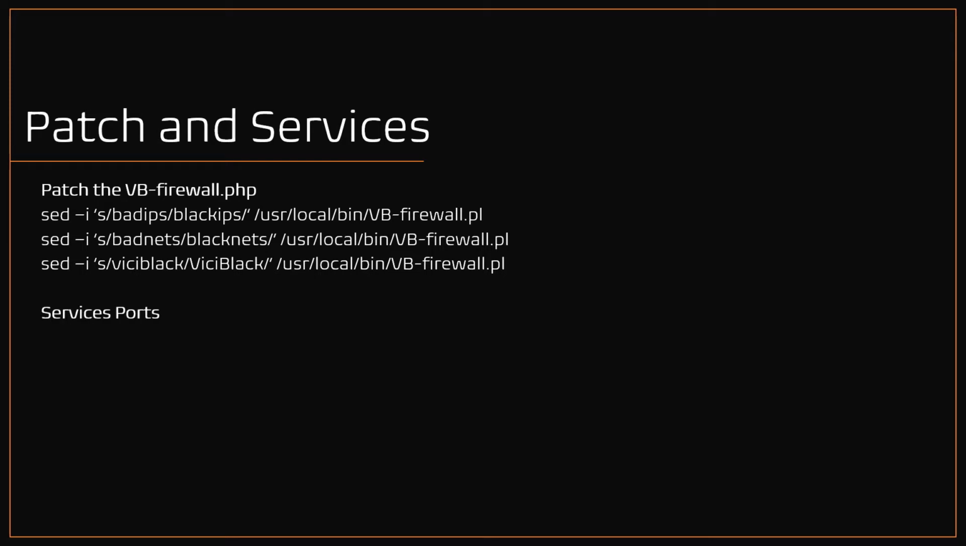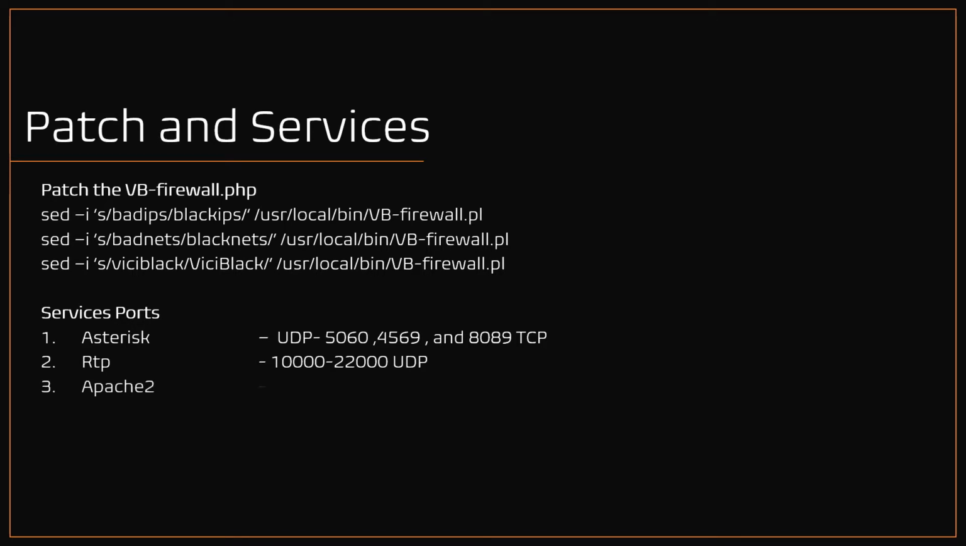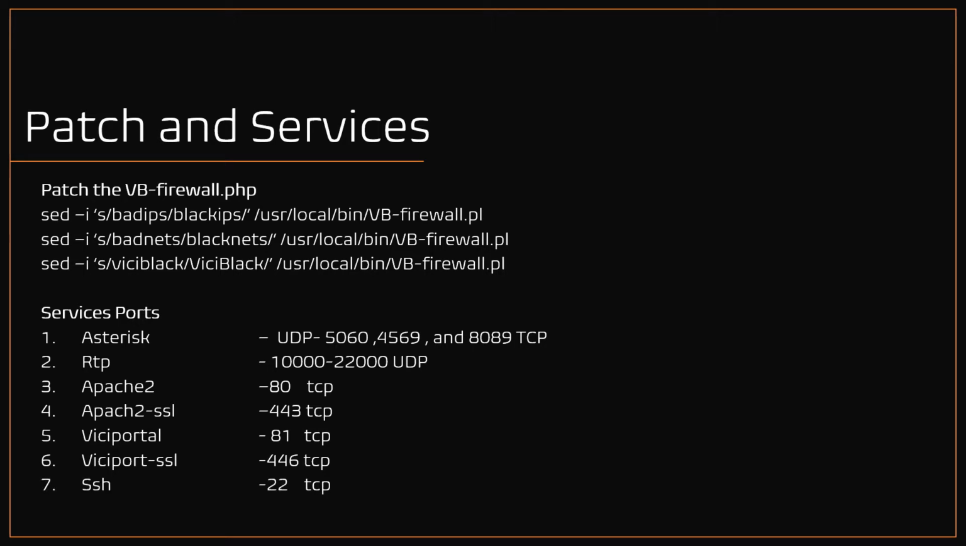Ports which are opened by the inbuilt services. Asterisk service opens port UDP 5060, 4569, and 8089 TCP. RTP service opens port UDP 10,000 to 22,000. Apache 2 opens port 80 TCP. Apache 2-SSL opens port 443 TCP. VC-portal opens port 821 TCP. VC-portal-SSL opens port 446 TCP. SSH opens port 22 TCP.